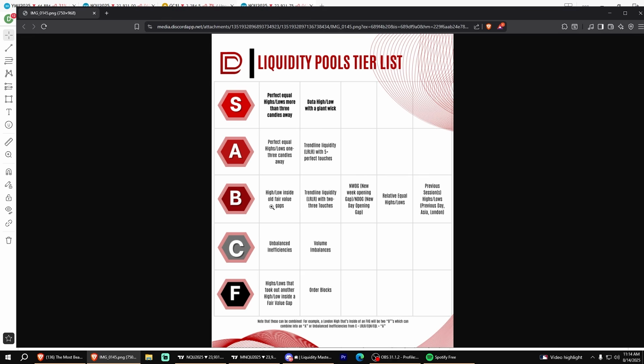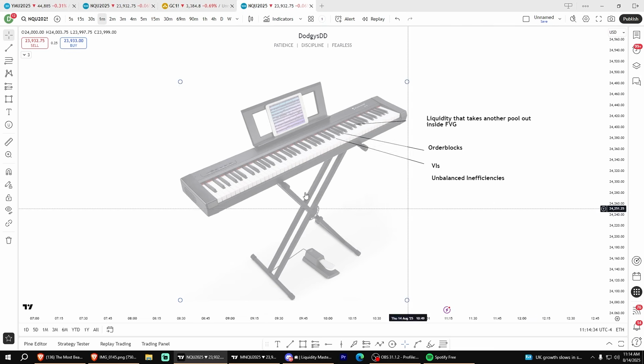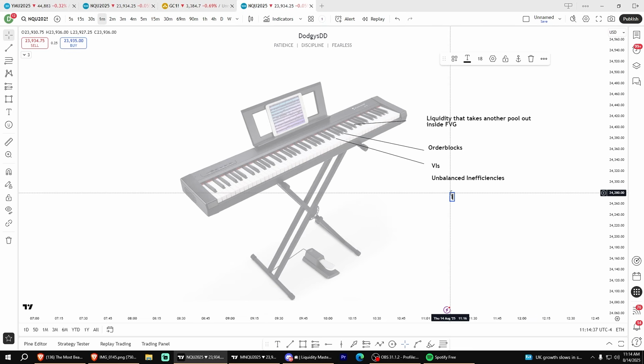Going to the B tier list, we got highs and lows inside of old fair value gaps. This is different than this. This is a high or low that took out another high or low, but it's not actually a higher low that took out another low or high. It's just a high or low. So what do I mean by that? I call these intermediate term highs and intermediate term lows.